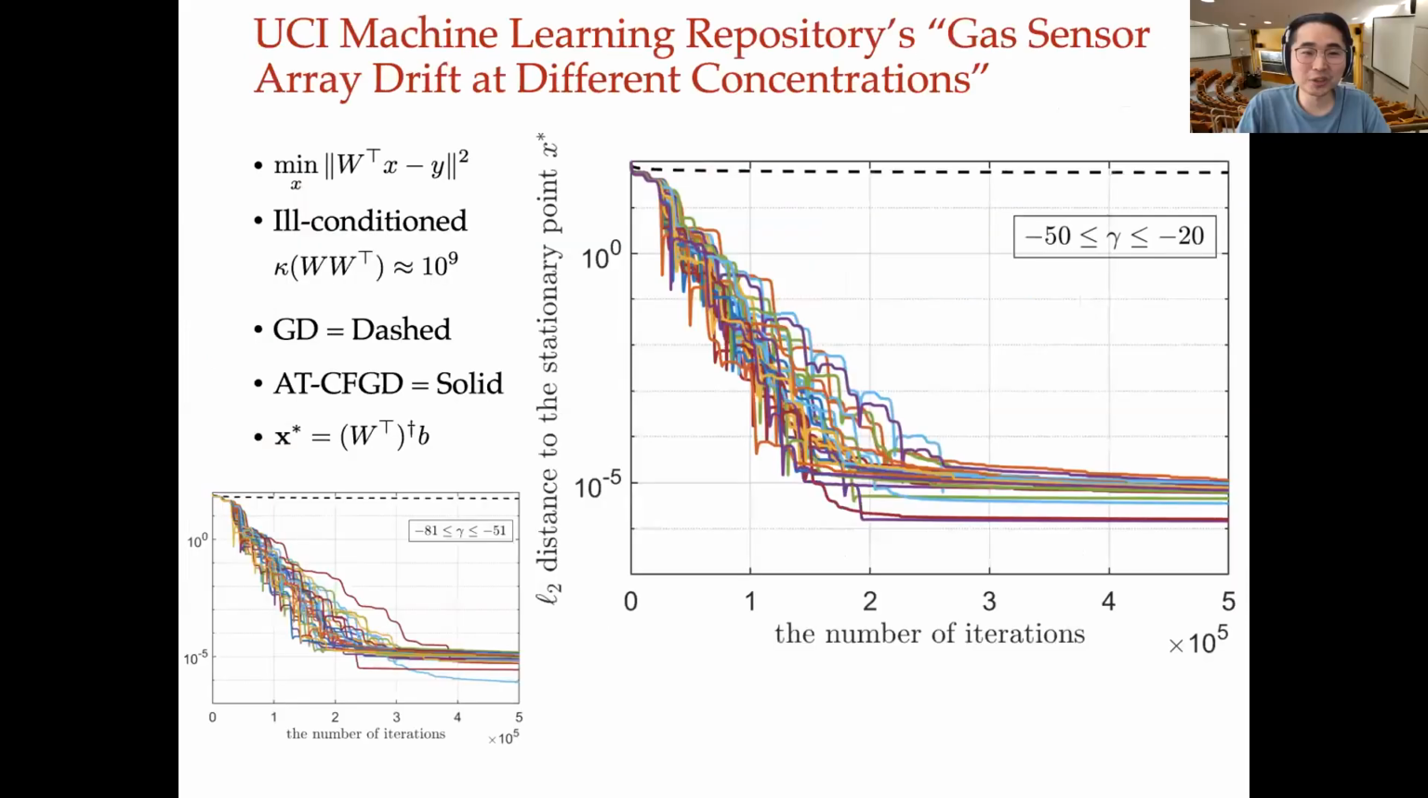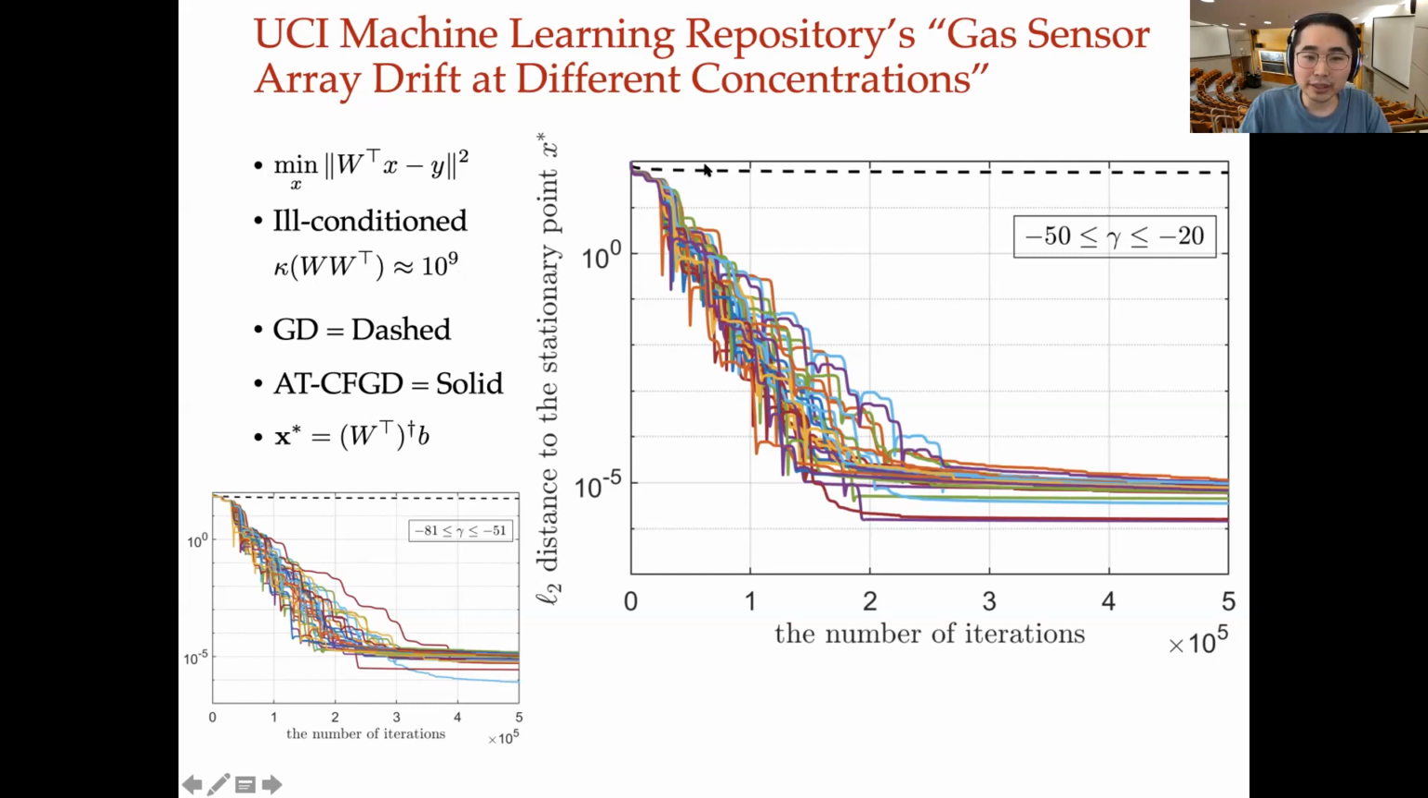As George brought that up, this is the UCI machine learning data. This is real data, not just random data. It's the largest data set in their machine learning repository, called the gas sensor array drift at different concentrations. This is a regression problem, so the goal is to find a minimizer of W transpose X minus Y, where W and Y are from their data. And it turns out this is really ill conditioned. The condition number is 10 to the 9.